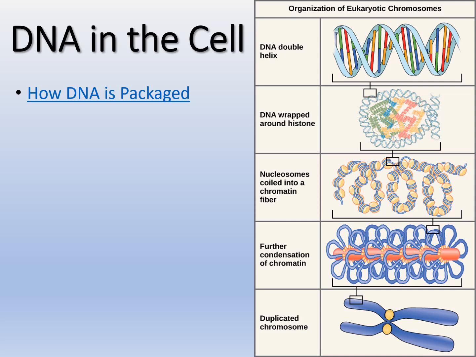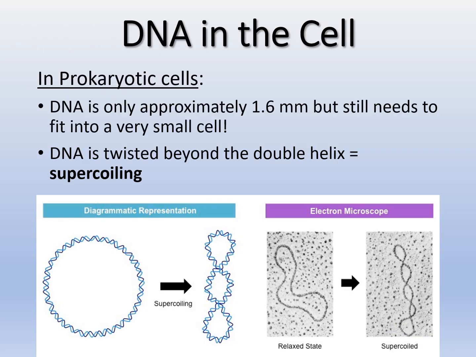And then those nucleosomes, so once we wrap it around, we call it a nucleosome, they're going to coil into chromatin fibers. And then that's going to further condense by supercoiling, okay? And then that chromatin will then be part of a chromosome, okay?